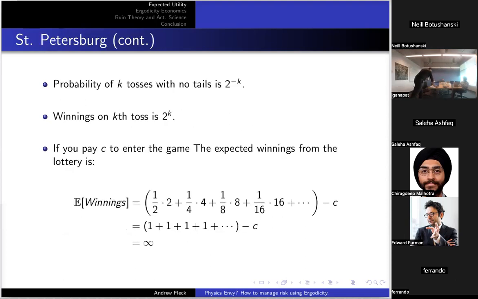Because if we actually analyze it, the probability of k tosses ending with tails is 2 to the negative k, and the winnings are 2 to the k. If we calculate our expected value minus whatever we pay, we have an infinite expected winning. But this clashes with our intuition about how we behave in this case. Most people wouldn't actually pay a lot of money for this game. So is there a possible resolution at all?